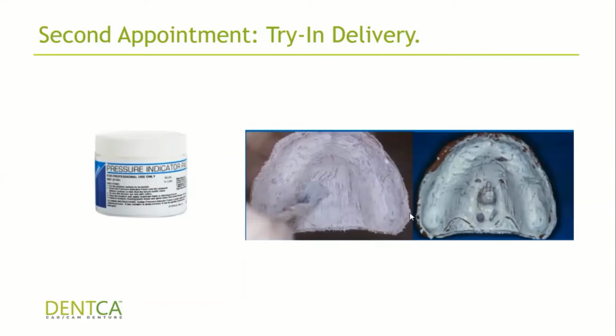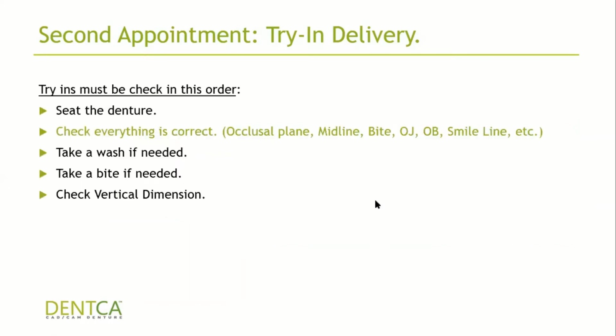So once we have ensured that our denture is seating all the way and the patient is comfortable, we're going to move to the next step. We're going to check if everything is correct, minus retention if we have any retention issues, and the bite. So basically what we're checking right now is the occlusal plane based on the upper. We are checking the midline, overjet, overbite, and smile line. We want to make sure the patient bites properly, and then we're going to talk about other steps.